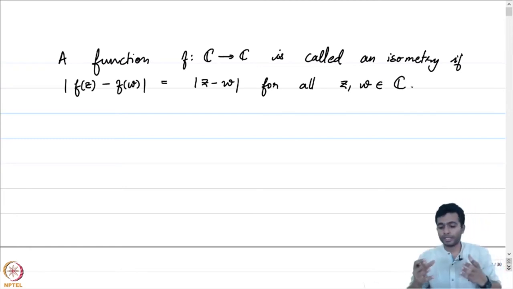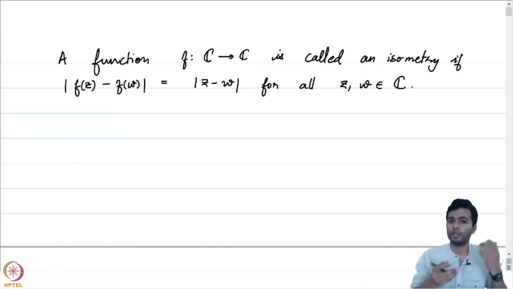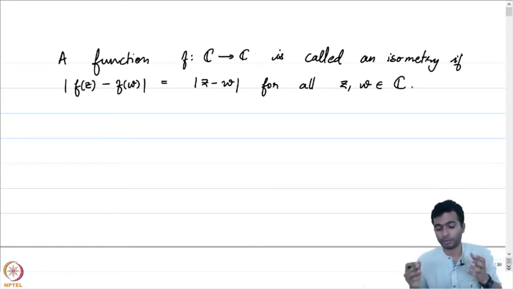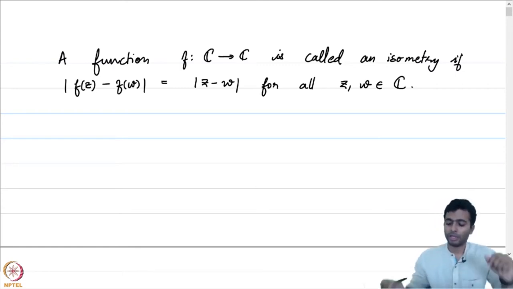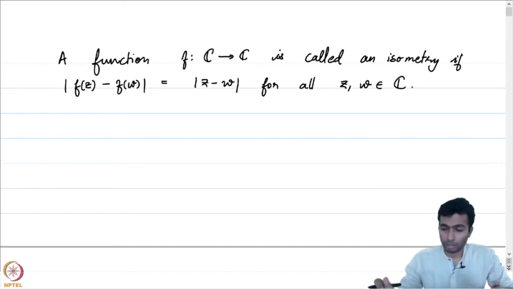So, basically, an isometry is a function of the complex plane to itself which preserves the distance between any two points. If you look at z and w, there is a distance between z and w. Look at the images of z and w under f, f of z and f of w. The distance between f of z and f of w is the same as the distance between z and w. If such a condition is satisfied for all pairs of points z and w on the complex plane, then it is called an isometry.